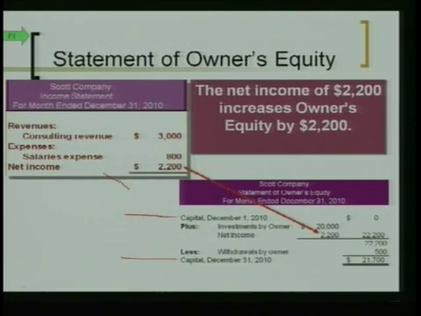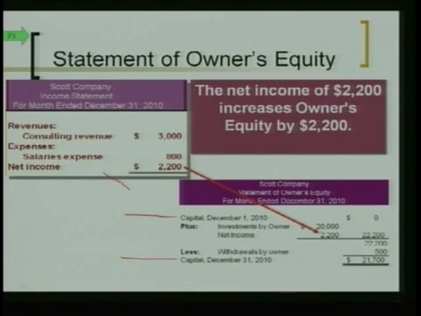We can see that equity decreased with withdrawals, didn't it? Withdrawals caused equity to decrease. Investments of owners by $20,000 caused it to increase, right? Withdrawals caused it to decrease. Investment by owners caused it to increase.